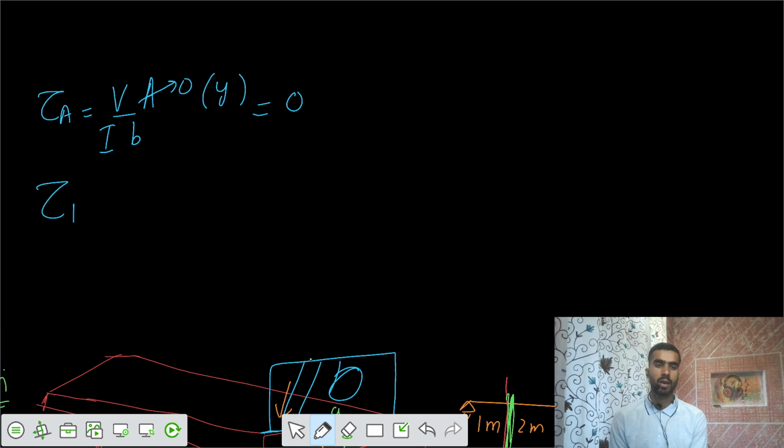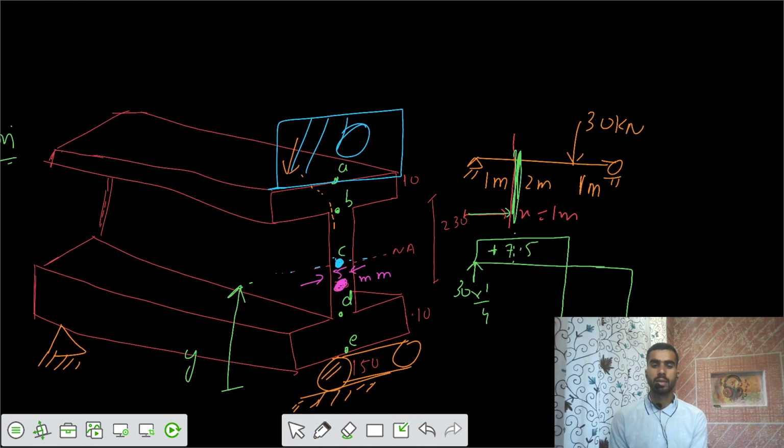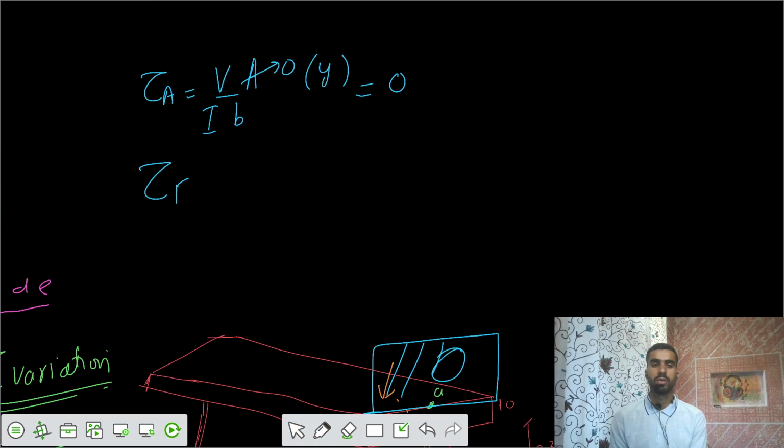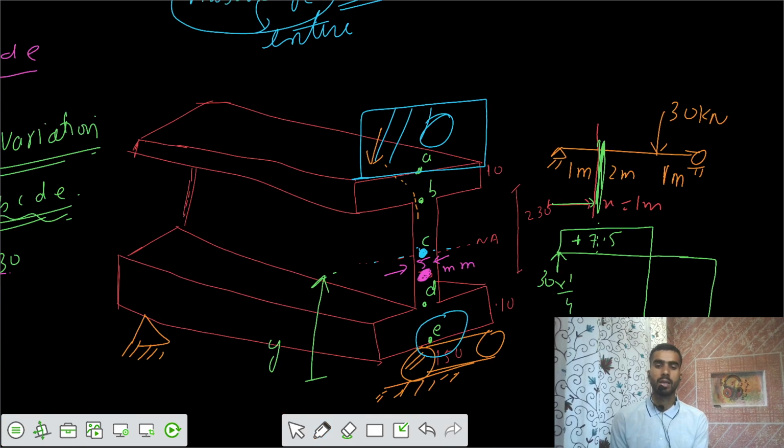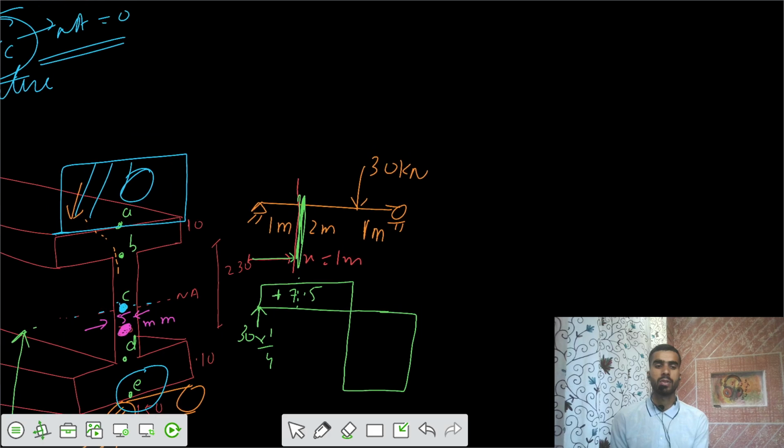Similarly, you can say tau at point E, that's at the bottom. The shear stress at E is also 0, because the area below is 0. Or if you take the area above, you have to take the centroid of that area about the neutral axis, which is also 0, because you are taking the entire section. So the stresses at A and E equal 0. Now let's talk about the stresses at point C.